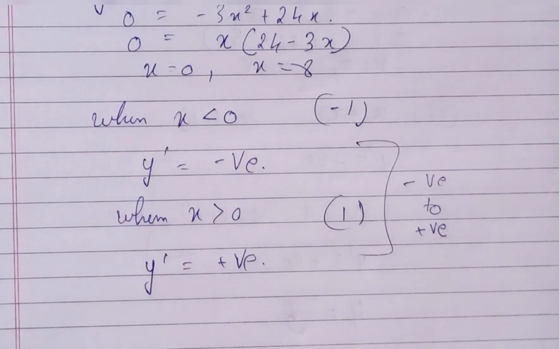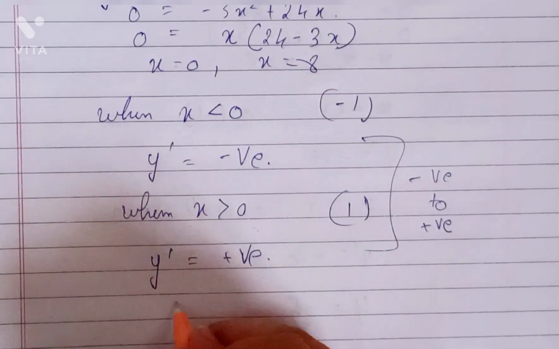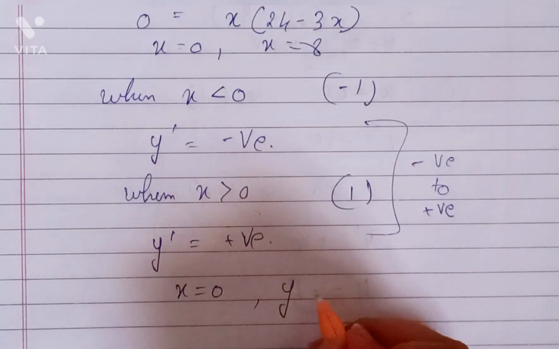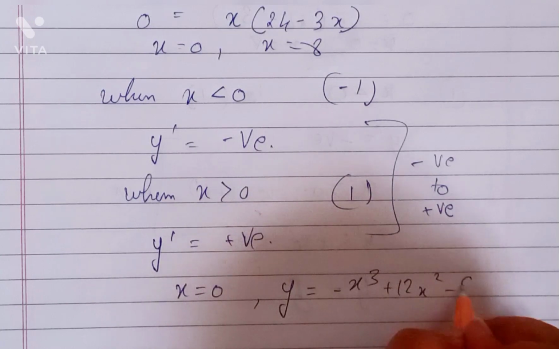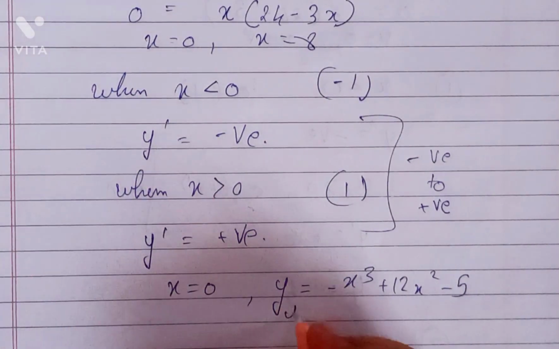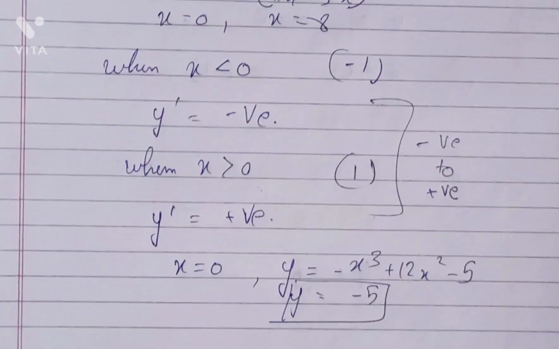Alright, now here they have told us to find the value of the minimum point and maximum points. Okay, so we'll find the value. We'll keep x equals 0 in the y formula, that is y is equal to minus x cube plus 12x square minus 5. So we'll get y value as -5. So this is the minimum value.